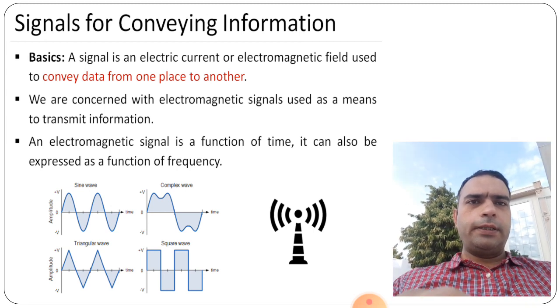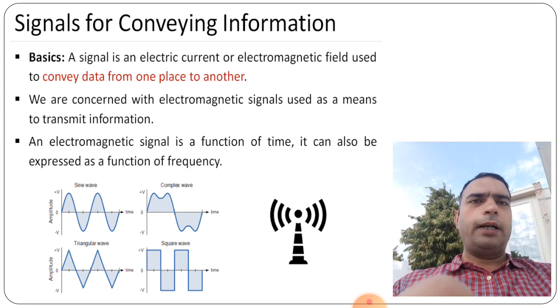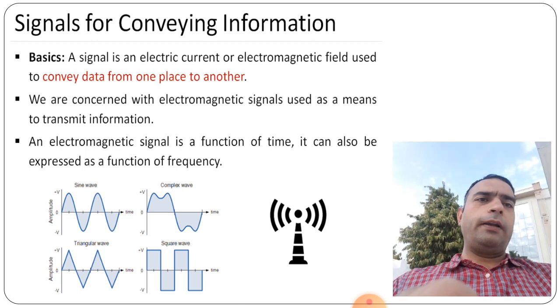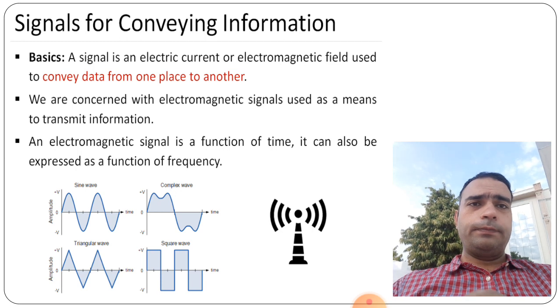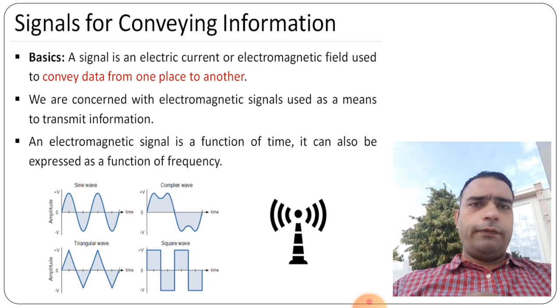The basic part is, what is a signal? It is an electric current or magnetic field used to convey data from one place to another. Okay, and we are concerned with the electromagnetic signals used as a means to transmit information.